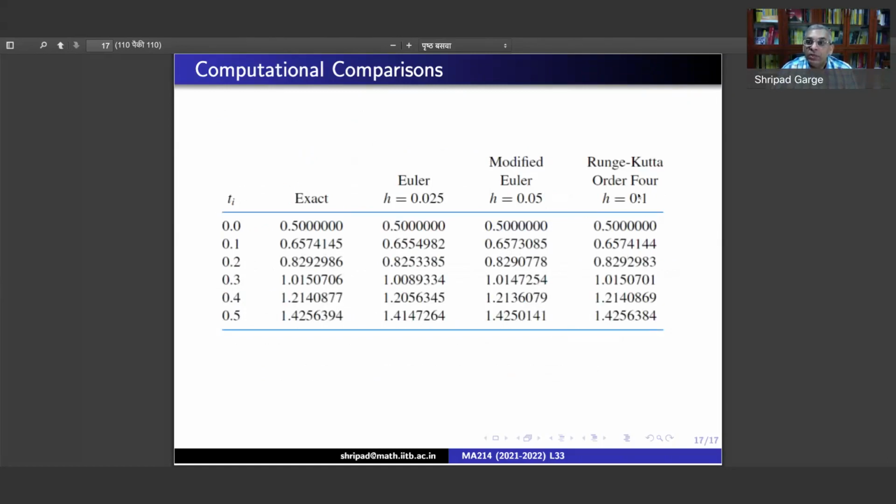But we see that Runge-Kutta of order 4 is correct to the first 6 decimal digits. And if you go all the way up to 0.5, we see that Runge-Kutta is correct for the first 5 decimal digits, 0.42563. Here we have 0.42563, whereas the Euler method is correct only up to the first digit, and the modified Euler method is correct only for the first 3 digits. So this says that our Runge-Kutta of order 4 is superior compared to all the other methods, and I have given you 2 reasons why this is the best method.